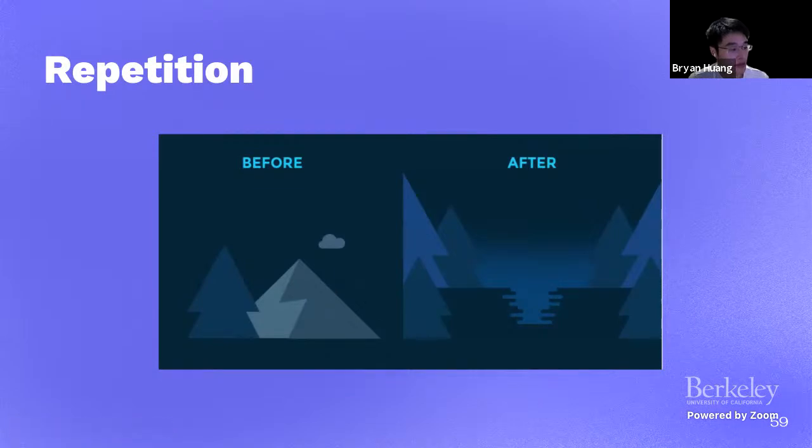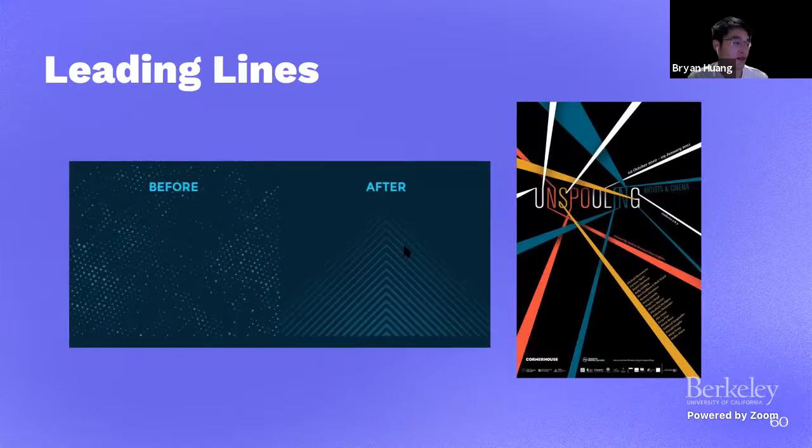Then repetition. Repeat elements to emphasize that element or to create a backdrop. Actually, I like the before one more, but besides the point, it's just another tool to use. Then leading lines. It directs your eye towards whatever is most important, and it very strongly tells you where to look in a picture. And it's extra clever in the poster because it has to do with string.